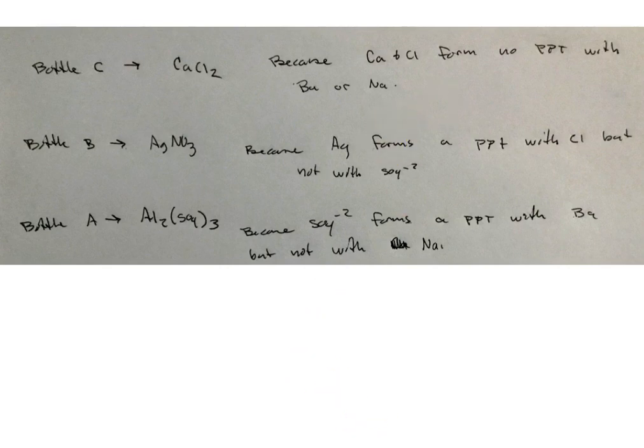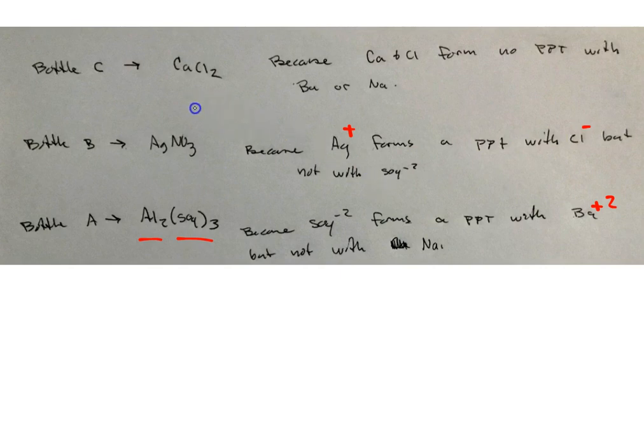But bottle A is Al2(SO4)3 because SO4 minus 2 forms a precipitate with Ba. I should put +2 right there, but not with Na. So that would account for why there was one in one box and wasn't one in the other. Bottle B has to be AgNO3 because Ag plus forms a precipitate with Cl minus, but not with SO4 minus 2.